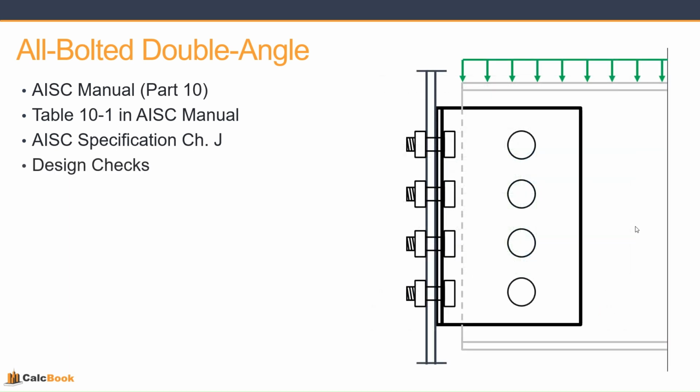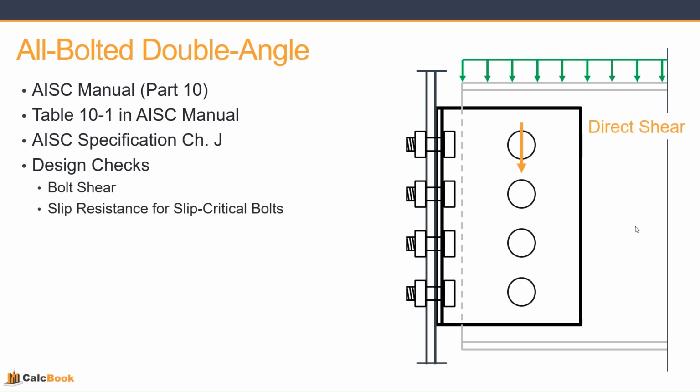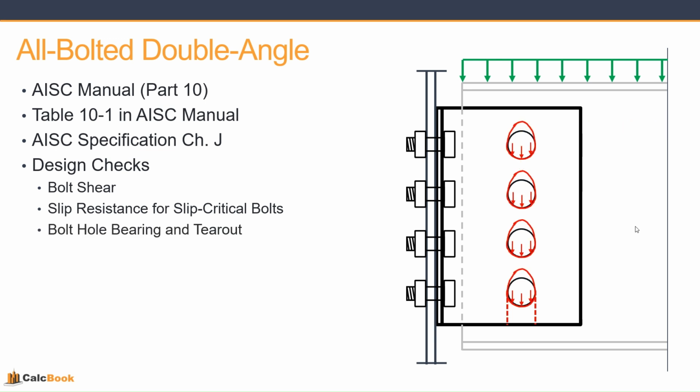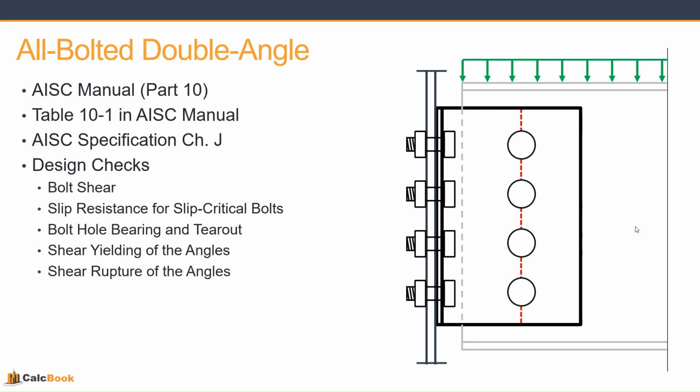So let's talk a little bit about the different design checks we are going to be looking at for an all-bolted double angle shear tab. We're going to be looking at bolt shear, direct shear, and if you're using a slip critical connection, then it'll look at the slip resistance, and that is an option in CalcBook. We're going to be looking at the bolt hole bearing and tear out, and we'll talk about the references and what equations and calculations we use there, because there's a little bit of nuance in how to calculate that capacity. And we're looking at the shear yielding of the angles, the shear rupture of the angles, and also the block shear rupture of the angles.